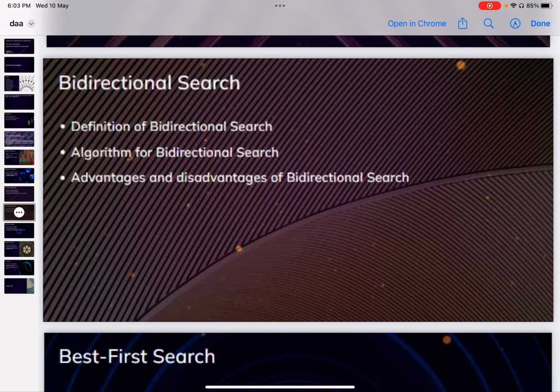About the bidirectional search: it is a graph search algorithm that finds the shortest path from an initial vertex to a goal vertex in a directed graph. This is only used in the directed graph, and it runs two simultaneous searches, one forward from the initial state and one backward from the goal, stopping when they meet. As I said before, there is a forward search from the source or initial, and a backward search from the goal or target.